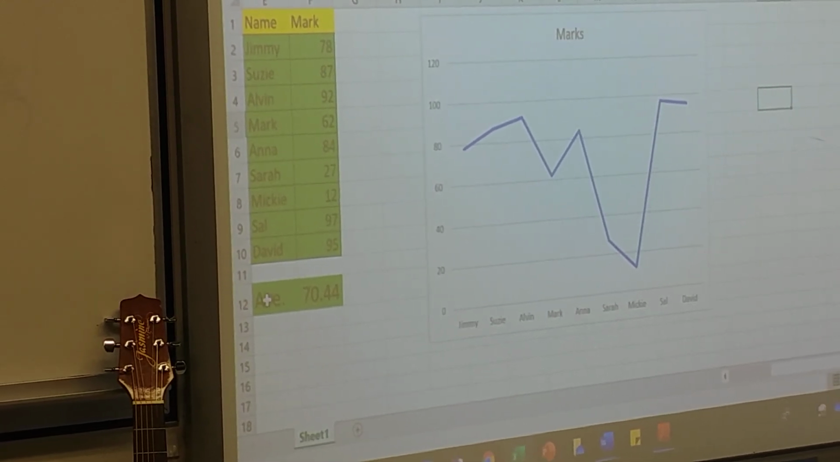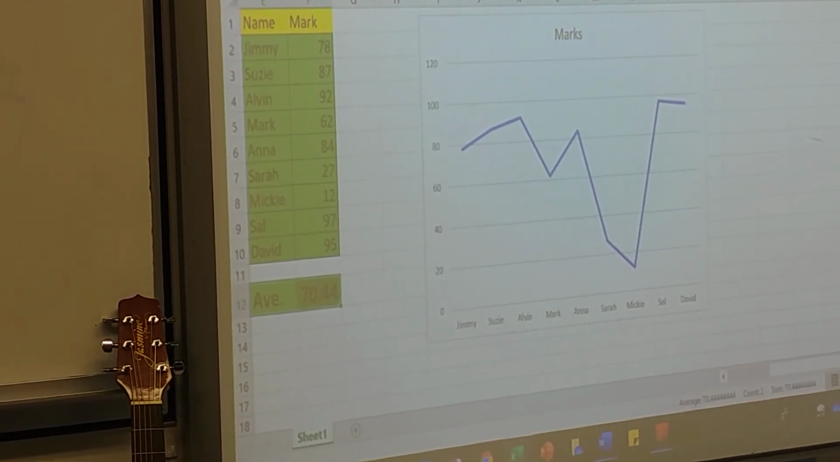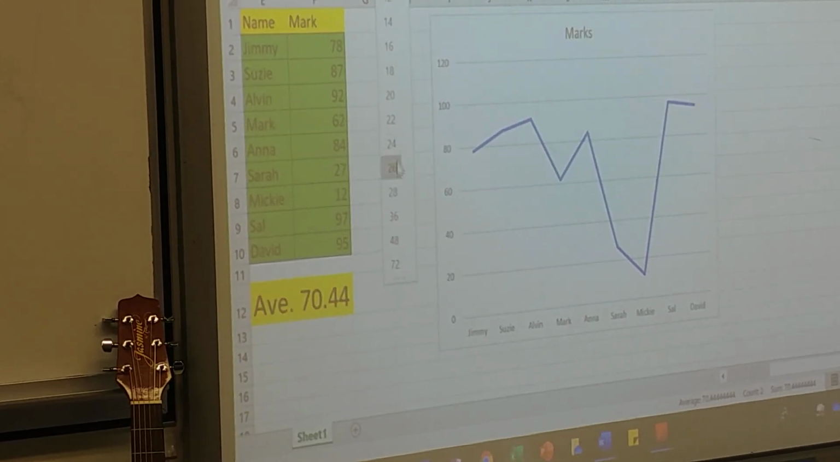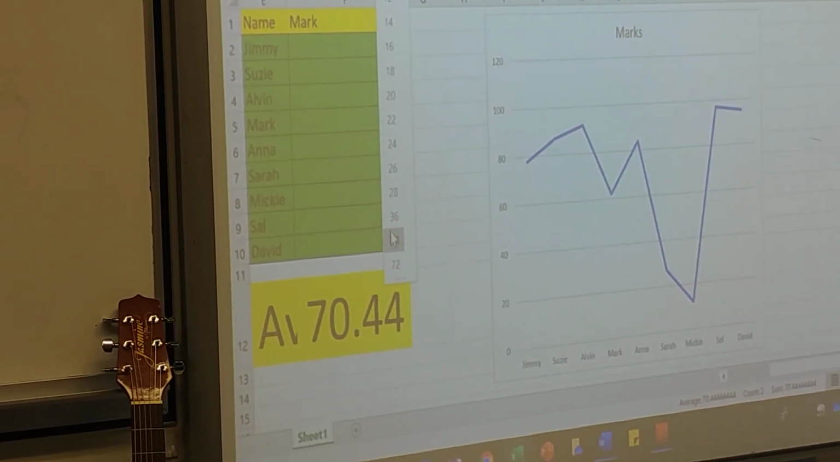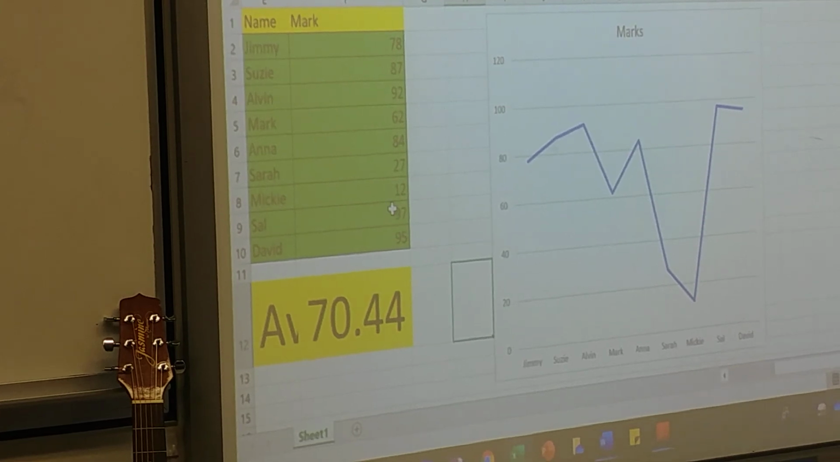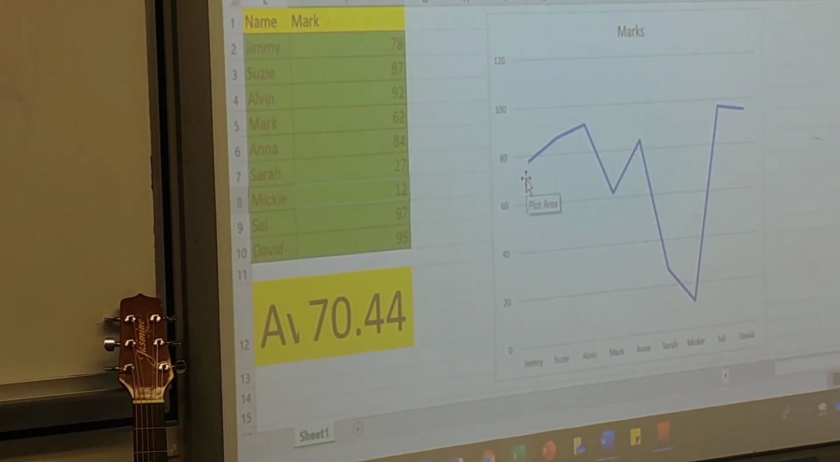Down here I have the average. Maybe I will brighten that up and make it a little bigger so you can see it. There we go. We'll get a nice big average. You can see that the class average is 70.44%. But you know what? Mickey didn't do the majority of the test. He just wrote IDK OMG all over his paper. So let's take him out of here. Maybe we can get a more accurate class average.